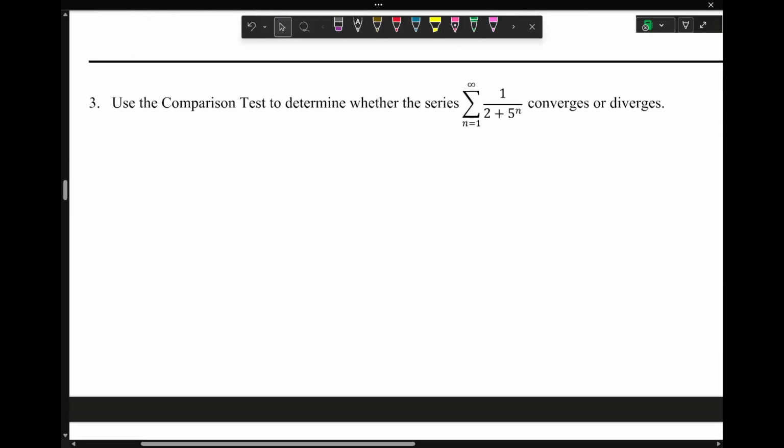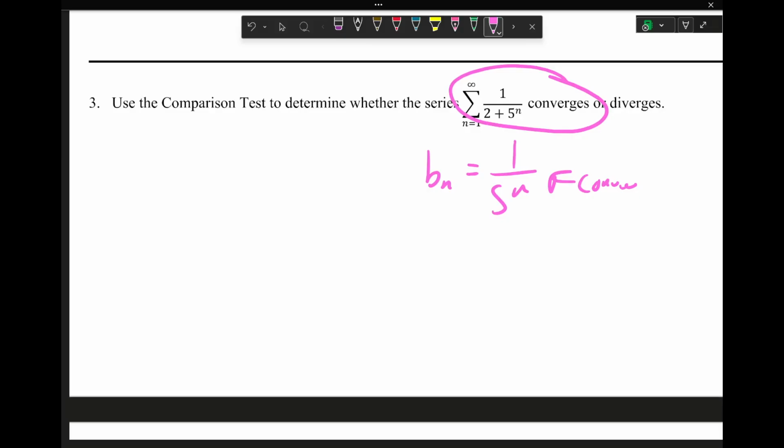And then in number 3, I'm guessing that you compared this to what? Okay, which is geometric, and it converges. And then this has to be smaller because it has a larger denominator. Exactly. So if this is smaller than something that converges, then it also converges.